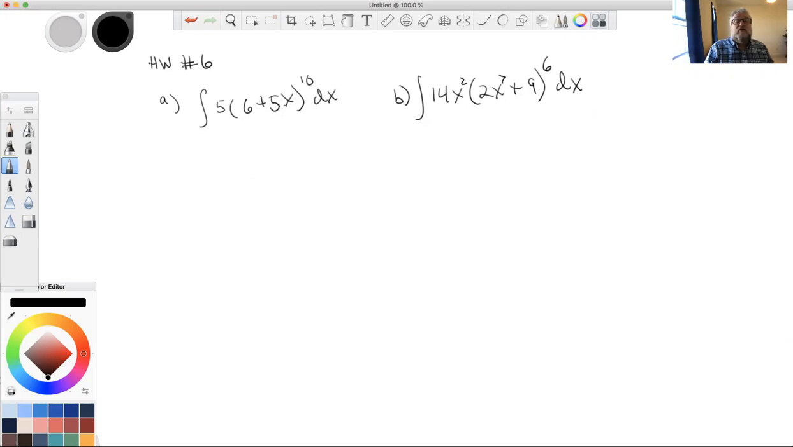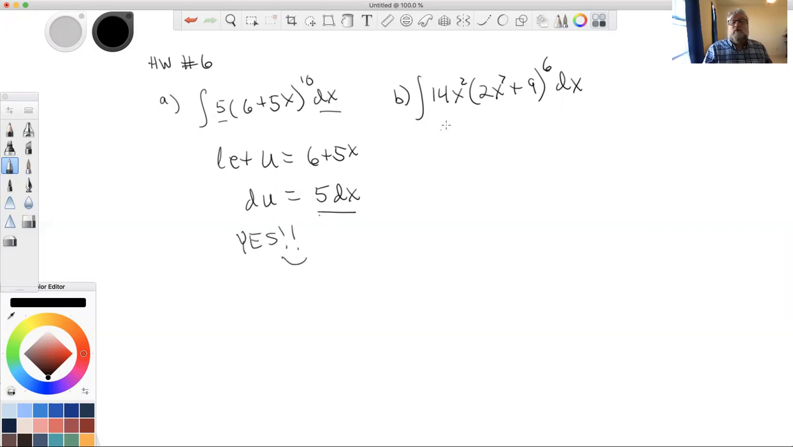And here I see a function raised to a power. So I think power rule. And I'm going to let u equal 6 plus 5x. And then du is going to be, what's the derivative of this? Let's see, 5x, derivative of that is 5. So do we have a 5 times dx up here? Oh, look at that. We got a 5 times dx. This one can be integrated. So the answer to question A, which one can be integrated? This one can, yes. Yay.